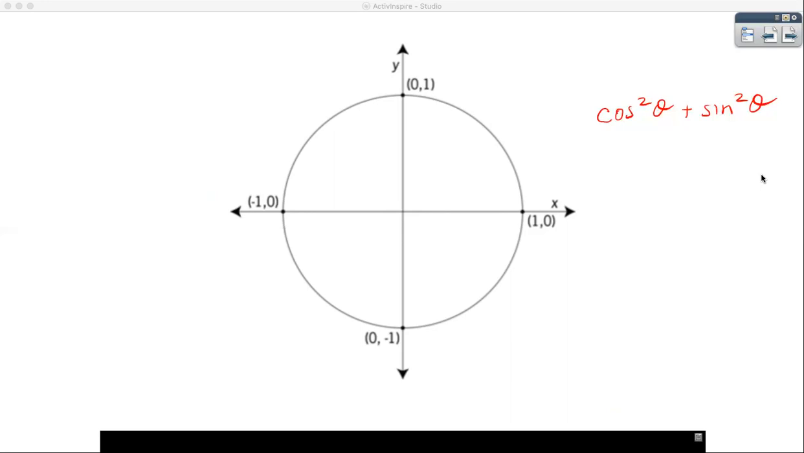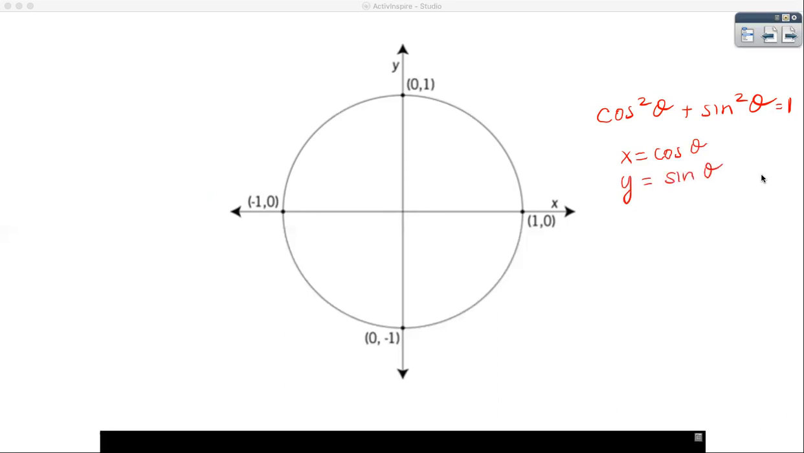Well, all points x comma y on the unit circle make the equation of the circle, x squared plus y squared equals 1 squared, true. So that tells me that cosine squared theta plus sine squared theta is going to equal 1, right? Why is that? Again, because x is equal to cosine theta, y is equal to sine theta.